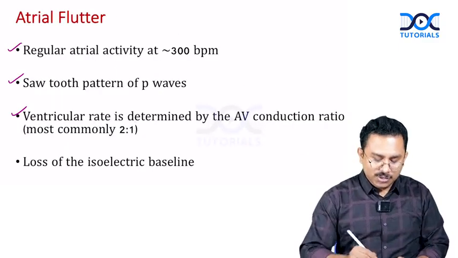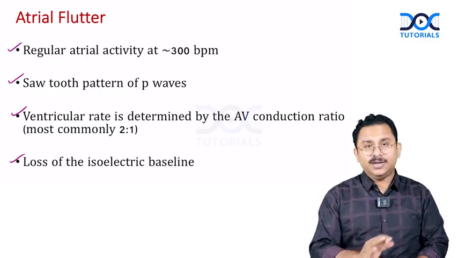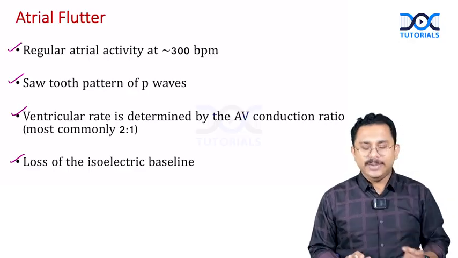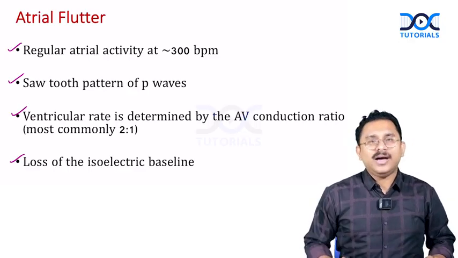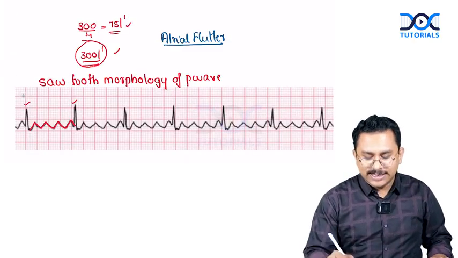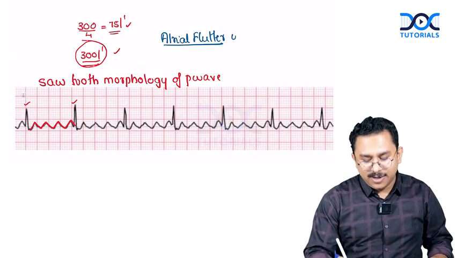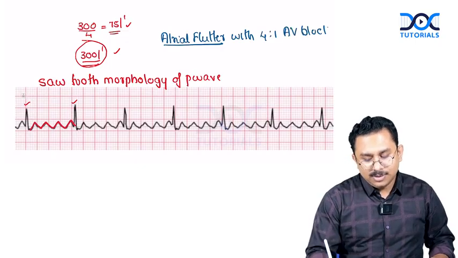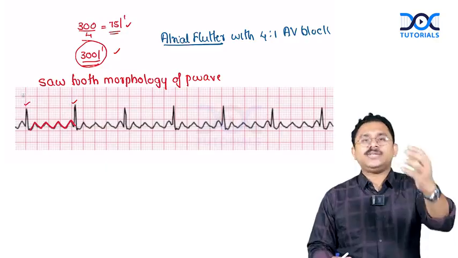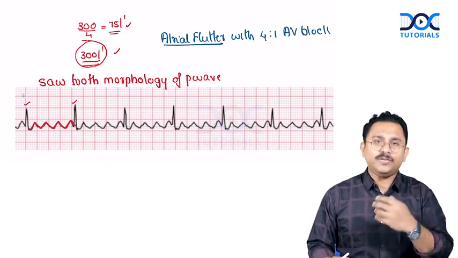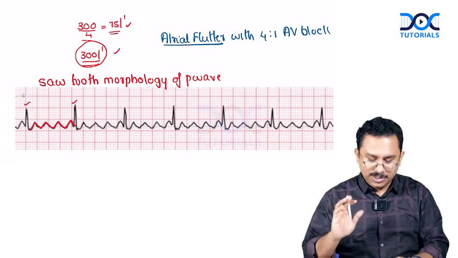And another finding you should note is that in atrial flutter, you are not going to see an isoelectric baseline. So there is a loss of isoelectric baseline. So the complete diagnosis to this ECG, it's an atrial flutter with 4:1 AV block. Okay. So the most common type of AV block associated with a flutter will be a 2:1 AV block, but here we have got a 4:1 AV block. Understood? Right.